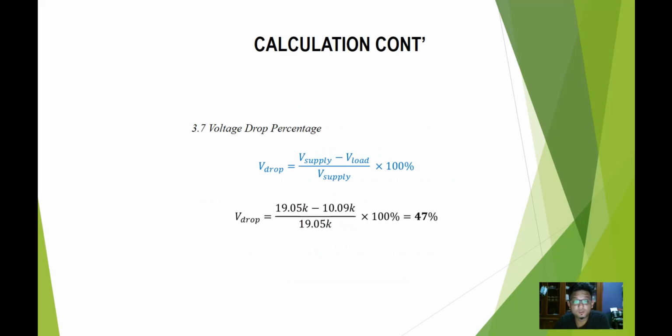For voltage drop percentage, V drop equals V supply minus V load, divided by V supply, and multiplied by 100%. So the answer I get is 47%.